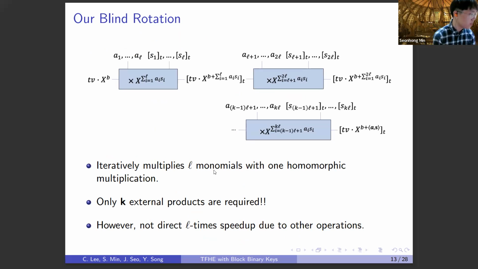So with this approach, only k external products are required, but we have to remark that it does not lead us to a direct L times speedup, because it also requires other operations such as FFT or floating point operations, and additions or multiplications.